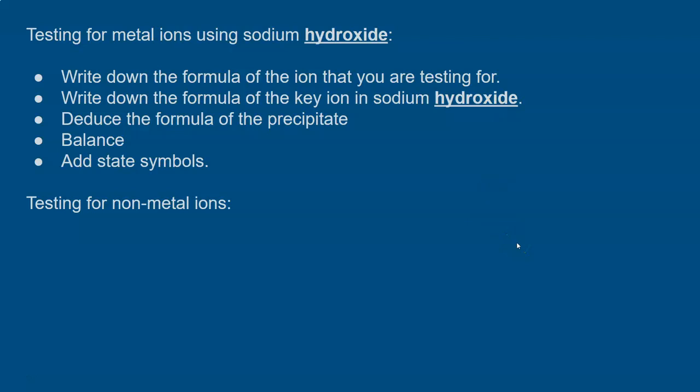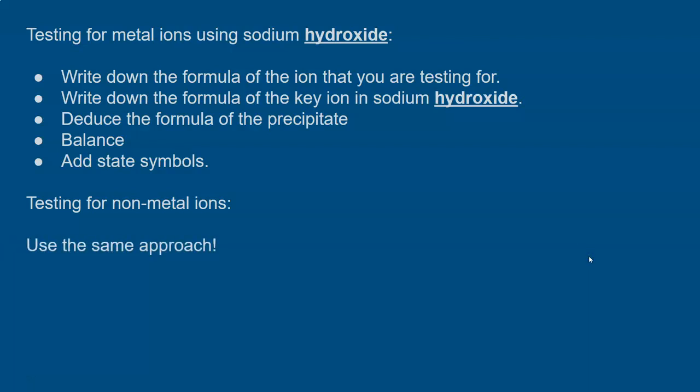So that will work for every single example you need to know. Watch out for Fe(OH)3 for iron(III) hydroxide. Most of the ones you need to know, though, simply follow the pattern Mg(OH)2.